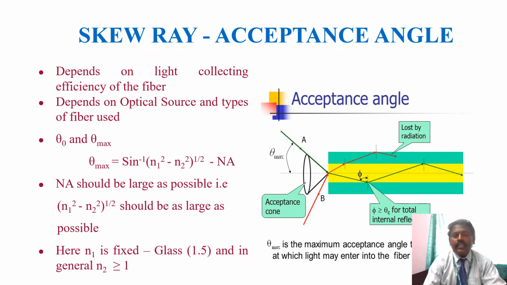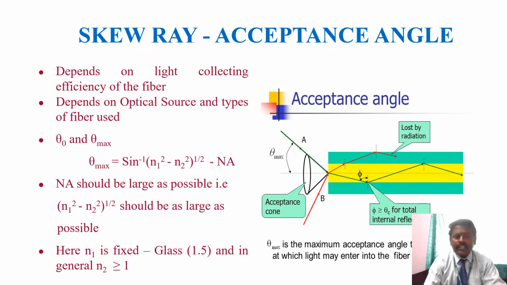So theta naught and theta max give the angle. Theta max is the maximum acceptance angle, which is equal to sine inverse of (n1 square minus n2 square) whole power of half. This is called the numerical aperture. It is the main parameter of the optical fiber. The numerical aperture should be as large as possible. If it is larger, then we can collect more light from the outside.